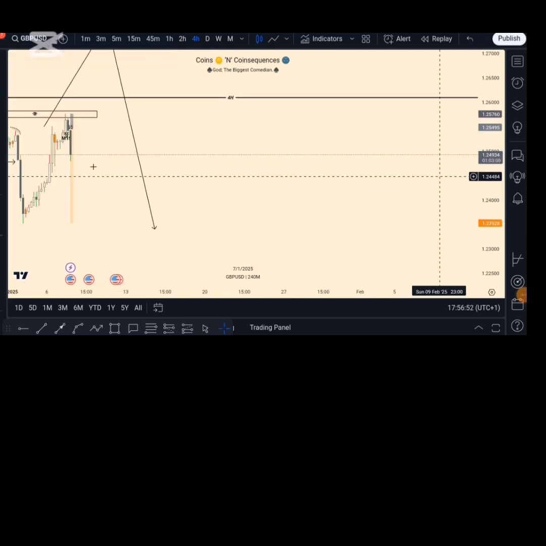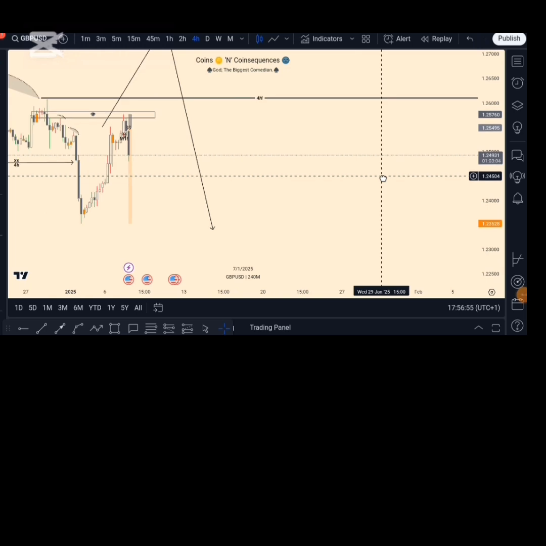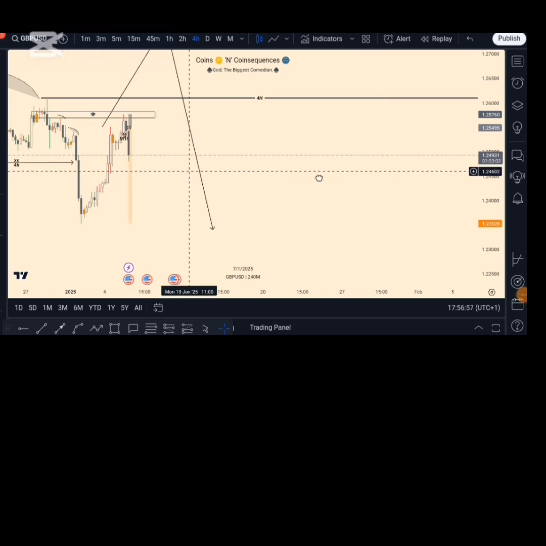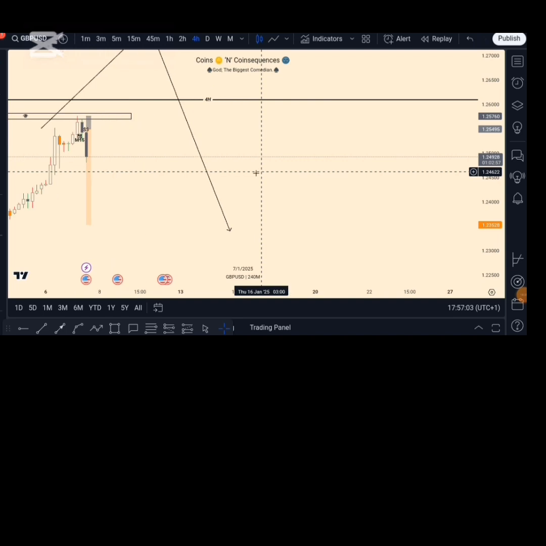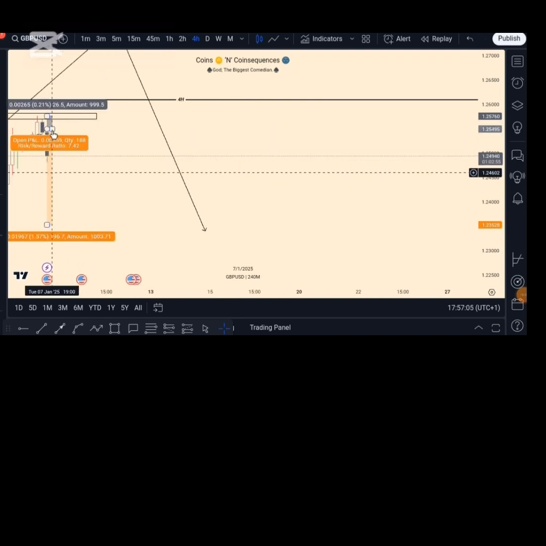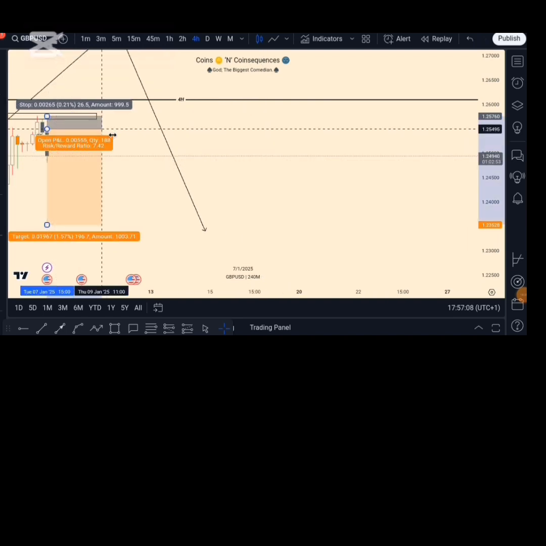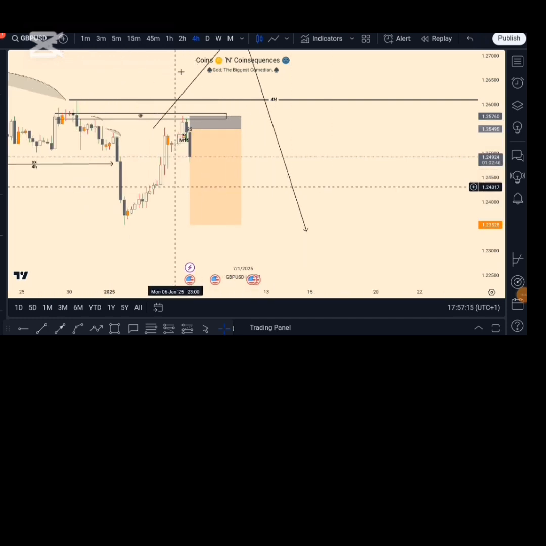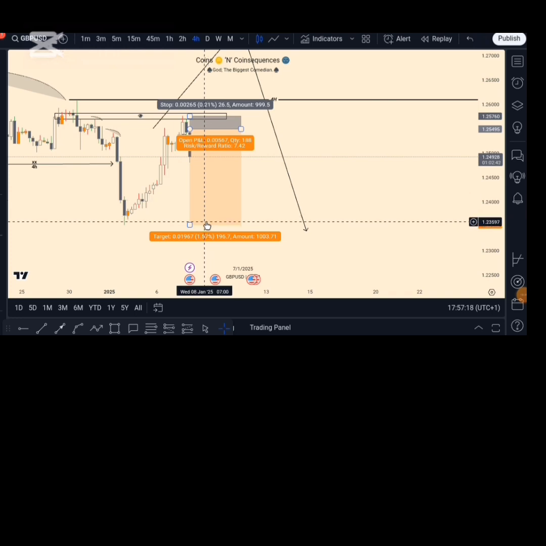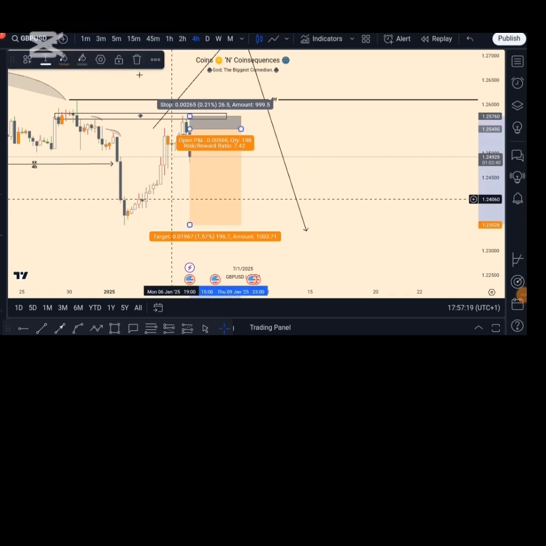So I'm expecting this, no less, no more. I'm expecting nothing less from the market than to print this particular thing. So this is what I'm expecting from the market. Why we don't want to be too greedy or too cocky?